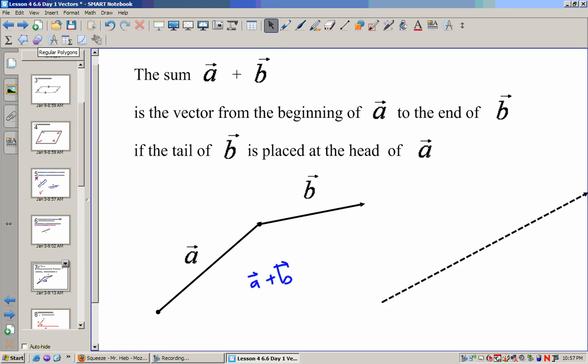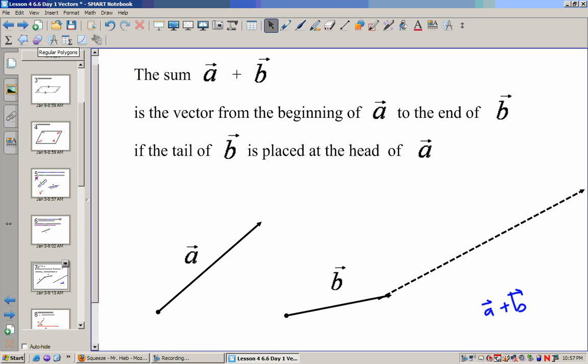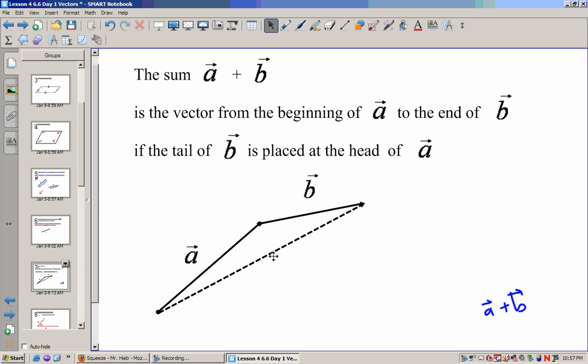I'll start from scratch again, just because I know it's confusing. If I have some vector A and some vector B, we put B at the end of A, and then we go from the beginning of A to the end of B, and that's vector A plus B. What this represents in the real world is some force is put on an object and it's pulling it in this direction, and another force would be pulling it in this direction. So what are these two forces doing to that object? They would be pulling that object along this path. It would be this strong of a pull and in this direction.